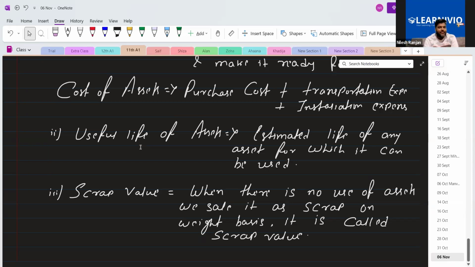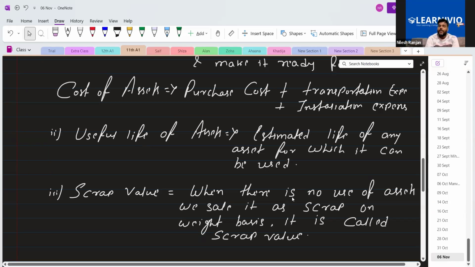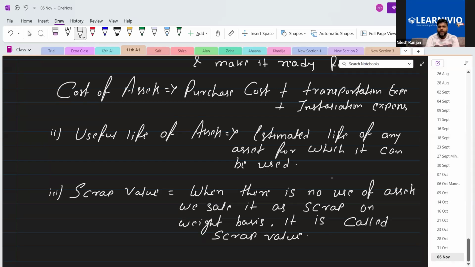The third is scrap value. When there is no use of assets, we sell it as scrap on weight basis. So it is called scrap value. Now the thing is, scrap value is also on the basis of estimation. So it is also based on estimation.